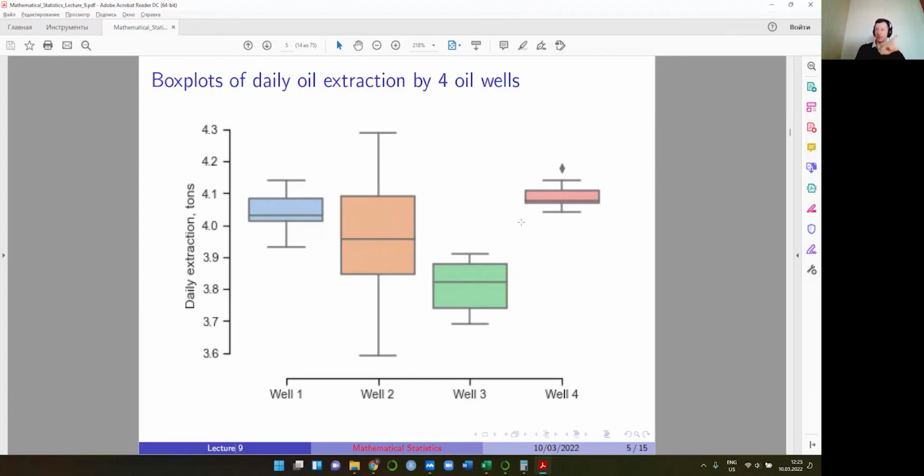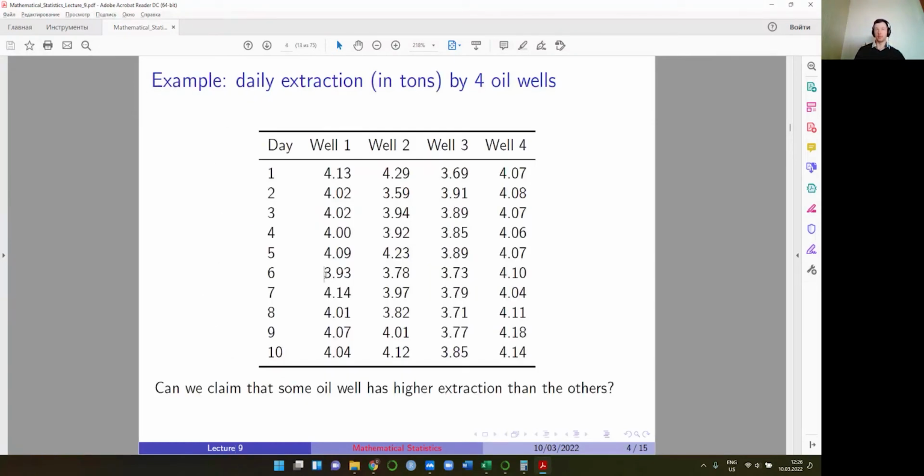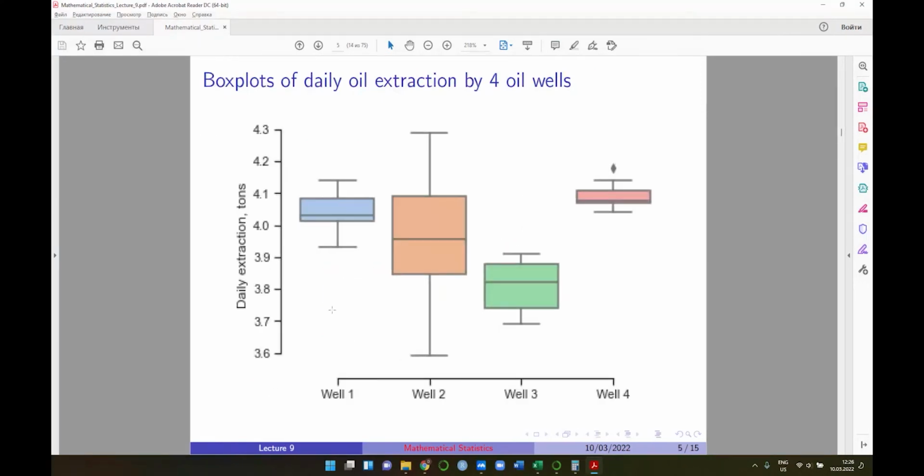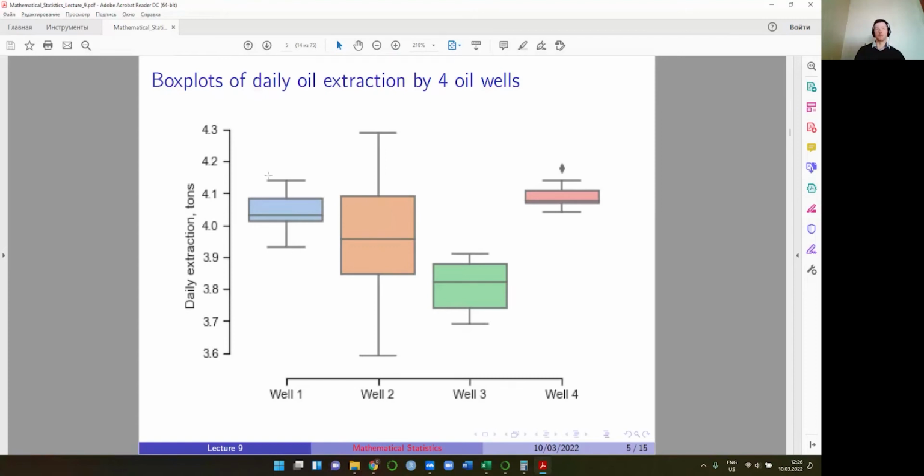We take those numbers from the previous table, and a box is built for every well: well 1, well 2, well 3, well 4. What do these boxes show us? Let's look at box number 1, the left one. These two lines on top and bottom show us the maximum and minimum values in the data. So what is the minimum? 393, right? And the maximum is 414.